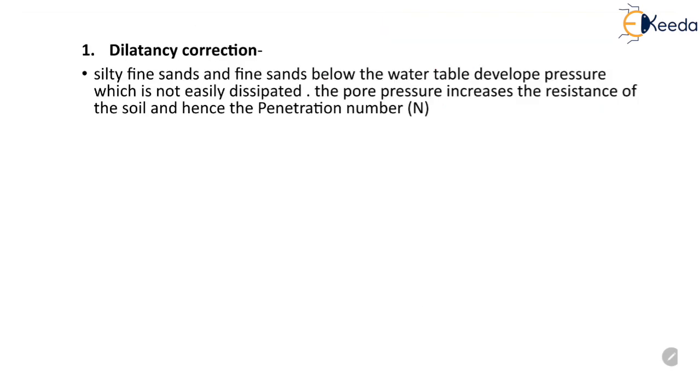The silty fine sands and fine sands below the water table develop pore pressure, pore water pressure, which is not easily dissipated. It will always be there as long as the water table is present, and this pore pressure increases the resistance of the soil. Means this pore water pressure acts in upward direction, as I have said. So this pressure will resist the penetration of the sampler, and hence the value of penetration number will increase.